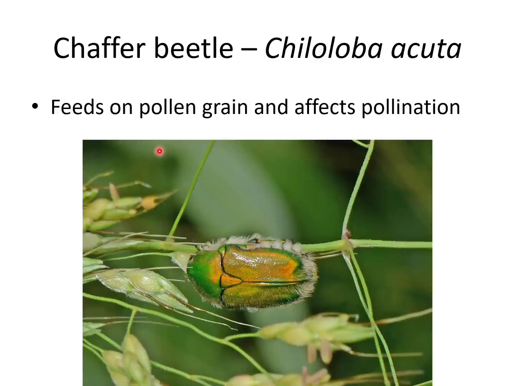Next is the chafer beetle, Chiloloba acuta. Chiloloba acuta is a particular kind of pest which feeds on the pollen grains. The beetles feed on the pollen grains, and as the pollen grains are fed upon by the beetles, it affects pollination. It's a minor pest.